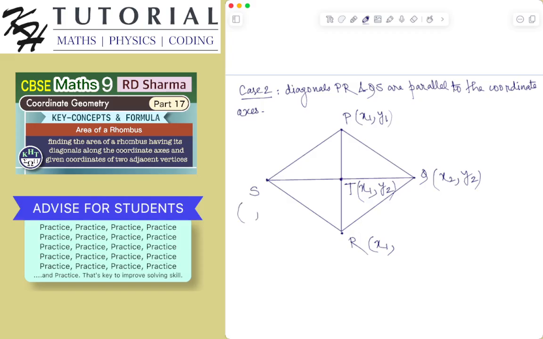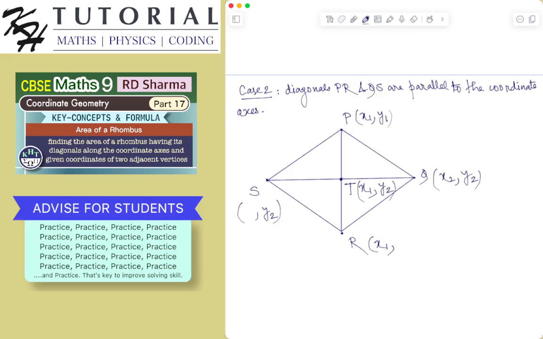Okay. Now also, what will be the coordinates of the point S? Obviously, the ordinate of the point S will be y2, and we have to know its abscissa. First, let's try to find the ordinate of the point R. Definitely the vertex R has to be the image of the vertex P in the diagonal QS, which is parallel to the x-axis.